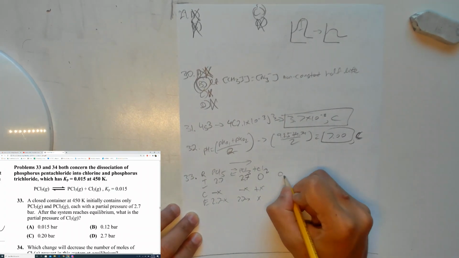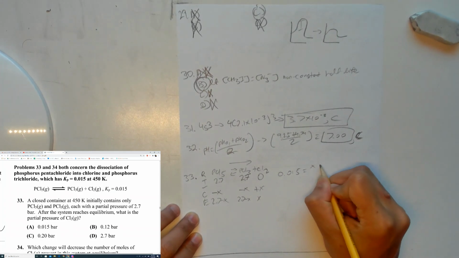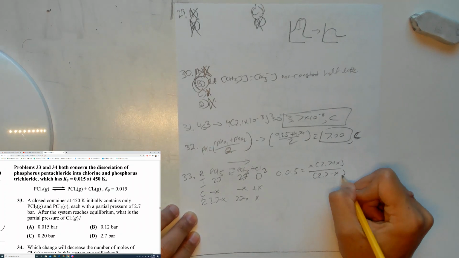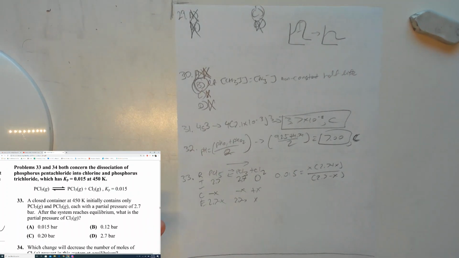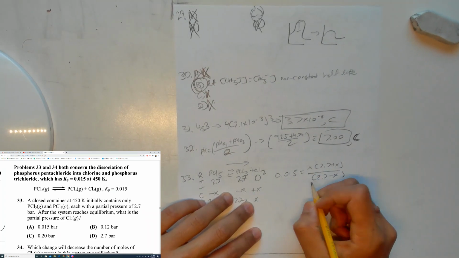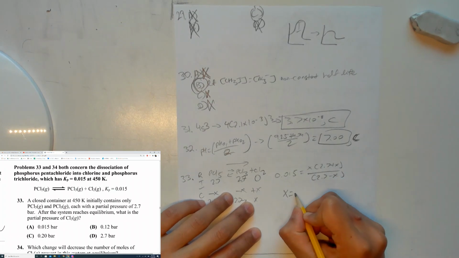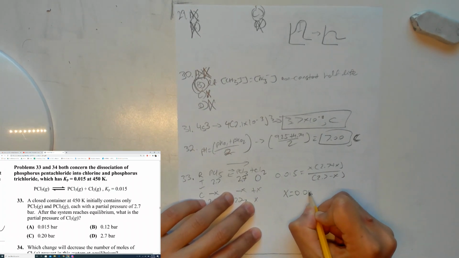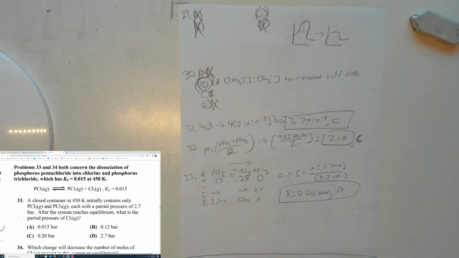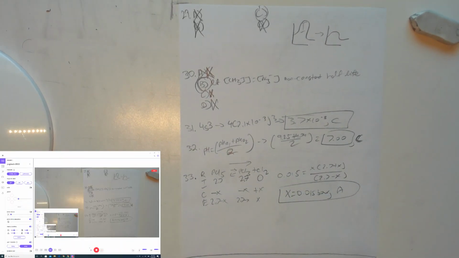Now I'm going to put in the equilibrium values: X, 2.7 plus X. Algebraically, this is a pain to solve. So what you should do is just plug in the answer choices, and see which one will equal this value. It turns out, if you're lucky and you choose A, X will equal 0.015 bar, which is A.